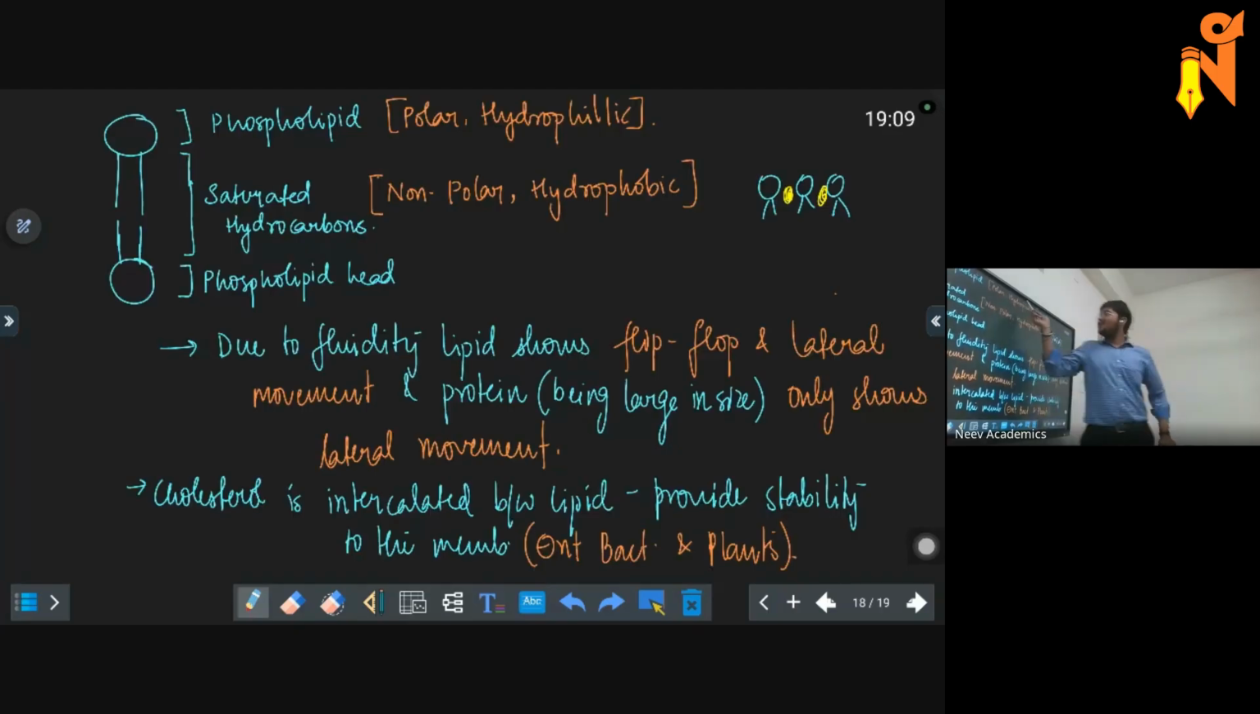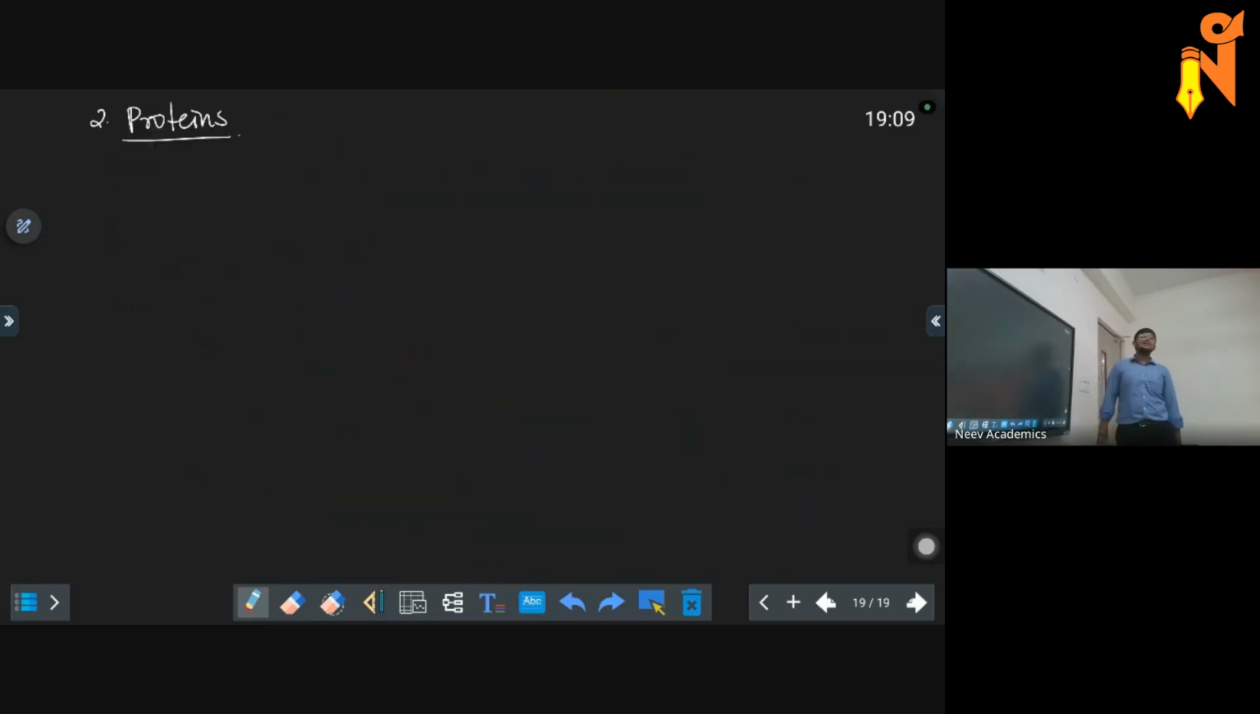Plus one more point. Lipid has two affinities: it is hydrophobic as well as hydrophilic. That's why the membrane is also called amphipathic in nature. Amphi means two, like amphibians, two habitats; amphipathic, two affinities. Hydrophobic also, hydrophilic also. That's why this membrane is called amphipathic and asymmetrical in nature.